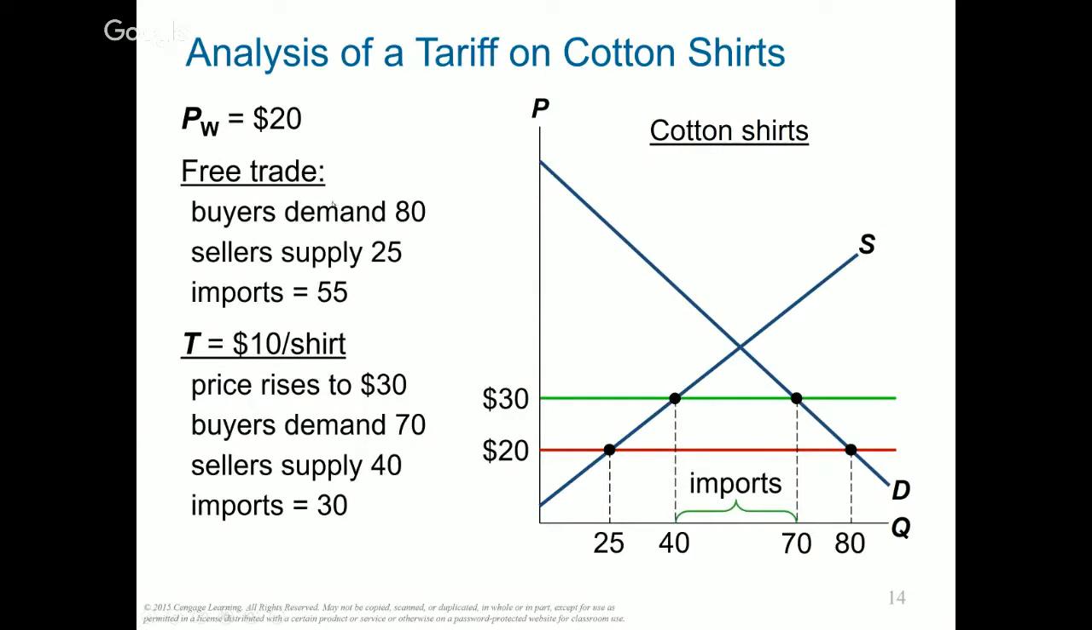So at $30 over here, price got pushed higher. Then the domestic producer produces more, so they go from 20 to 40 units of production, but domestic consumers buy less now. So we used to buy 80 with free trade, but with the tariff only buying 70 now. With a tariff, your consumers are worse off, producers are better off, government getting more revenue.